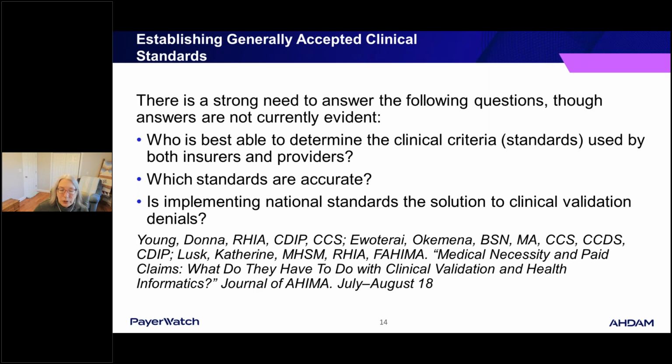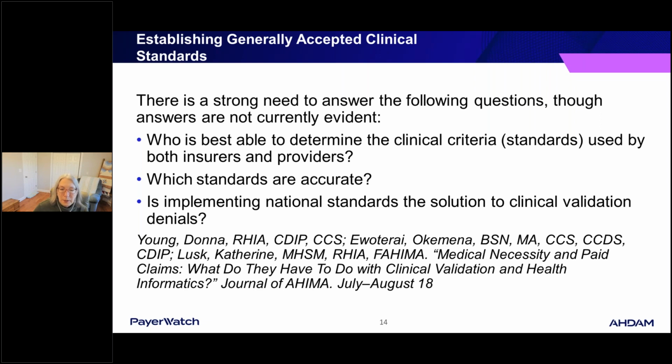Who is best able to determine the clinical criteria used by both insurers and providers? I mean, is there one national standard that we should be using to determine clinical validation, and which standards are accurate? The biggie that we have dealt with, at least at Appeal Masters over the last several years, has been sepsis. Since the Sepsis-3 criteria came out, every payer is out there denying sepsis if they don't see the Sepsis-3 criteria used, if they don't see that support in the medical record.